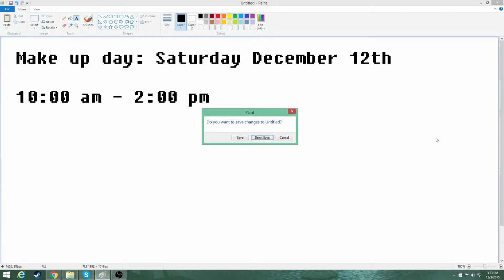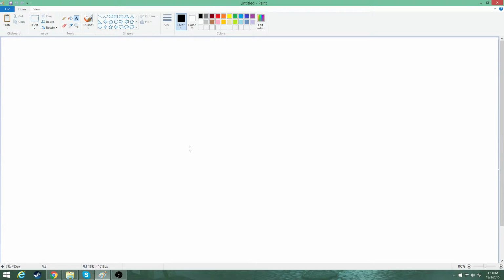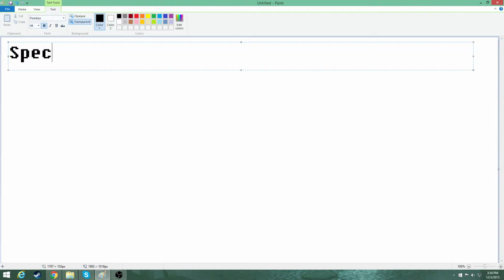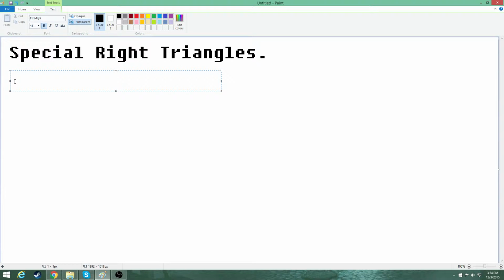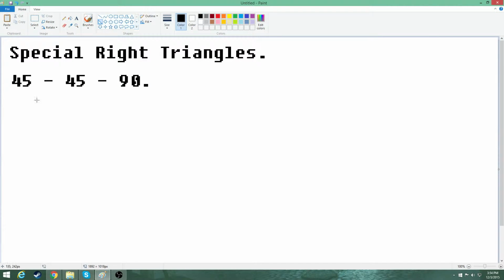But yeah, our lesson for today is, let's see, what's the title of this thing? This is called Special Right Triangles. Okay. And there's two scenarios that we have for special right triangles. We have two of them. The first triangle that we have is a 45, 45, 90 degree triangle. So this is if we have a triangle like such.